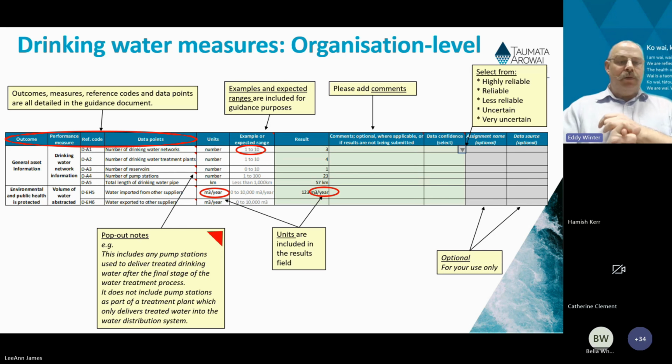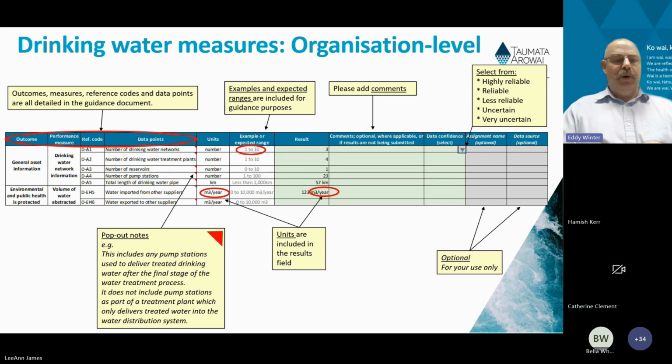A lot of these have got little red triangles in the top corner there. So I've copied a lot of the text from the guide into the spreadsheet this year. So if you hover over that cell that says, well, what exactly do I mean by the number of pump stations? Definitions are always very important. So the definition of the number of pump stations used to deliver treated water, that definition is there on all those cells that have got that little red triangle in the top corner.